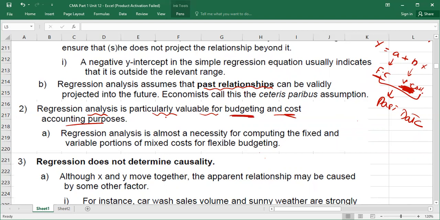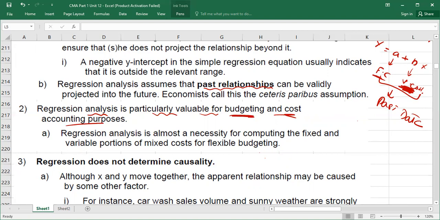It is very true. If you remember in my previous example, what were we calculating? We were calculating total cost for the month of October. It means what we are calculating? Costing. We are doing costing. You can use the word costing also. Total cost is the cost, but it is based on prediction. So obviously regression analysis can be used to prepare budgets and it can also be used for cost accounting purpose.